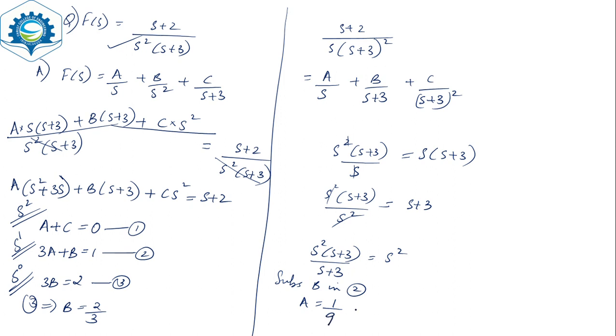And if you substitute the value of a in equation 1, you will be getting the value of c. So the value of c will be minus 1 by 9. So you can see over here you have got the values of b, a and c. Now you can just substitute the values over here, a, b, c. I'm just going to move this to the next page.